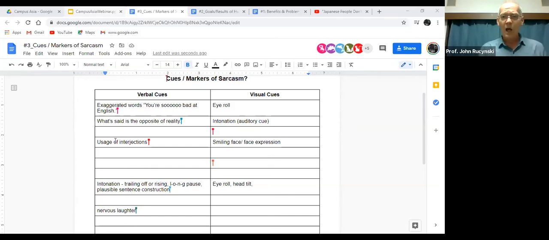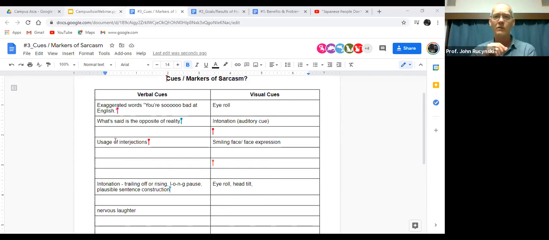Okay, let's take a look at what we have. I won't go through all these. I'll show them on the slides, but like the previous example, exaggerated words. So hopefully the teacher would give some hint. You're so bad at English, so the student knows they're joking. And of course, the opposite of reality. So there's a gap, it's not the true meaning. Uses of interjections, yep. Intonation, so long pause, etc.